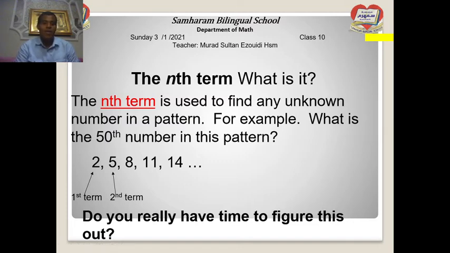Take a close look at this number sequence, this arithmetic sequence, and you can see this is a linear sequence. Why? Because the sequence increases by the same amount. For example, 5 minus 2 is 3, 8 minus 5 is 3, 11 minus 8 is 3, and so on.